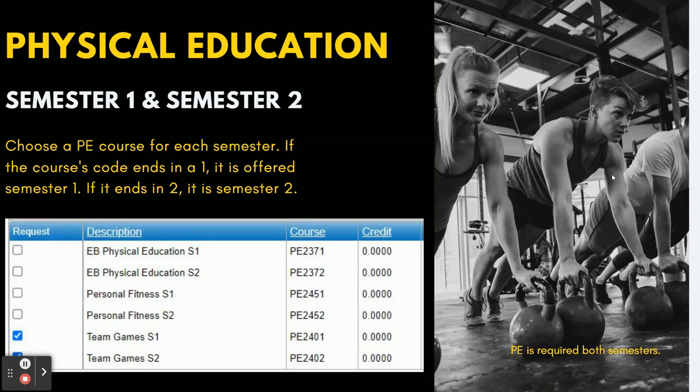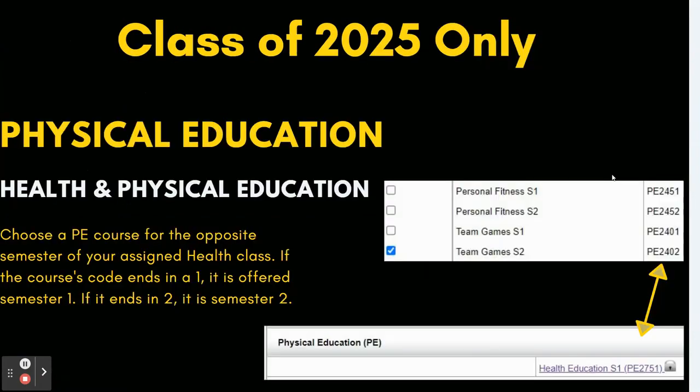You need both a first semester PE course and a second semester PE course. Courses that have S1 in the title and have a course code that ends in 1 are first semester courses. Courses that have S2 in the title and have a course code that ends in 2 are second semester courses. You need 1 PE course each semester.